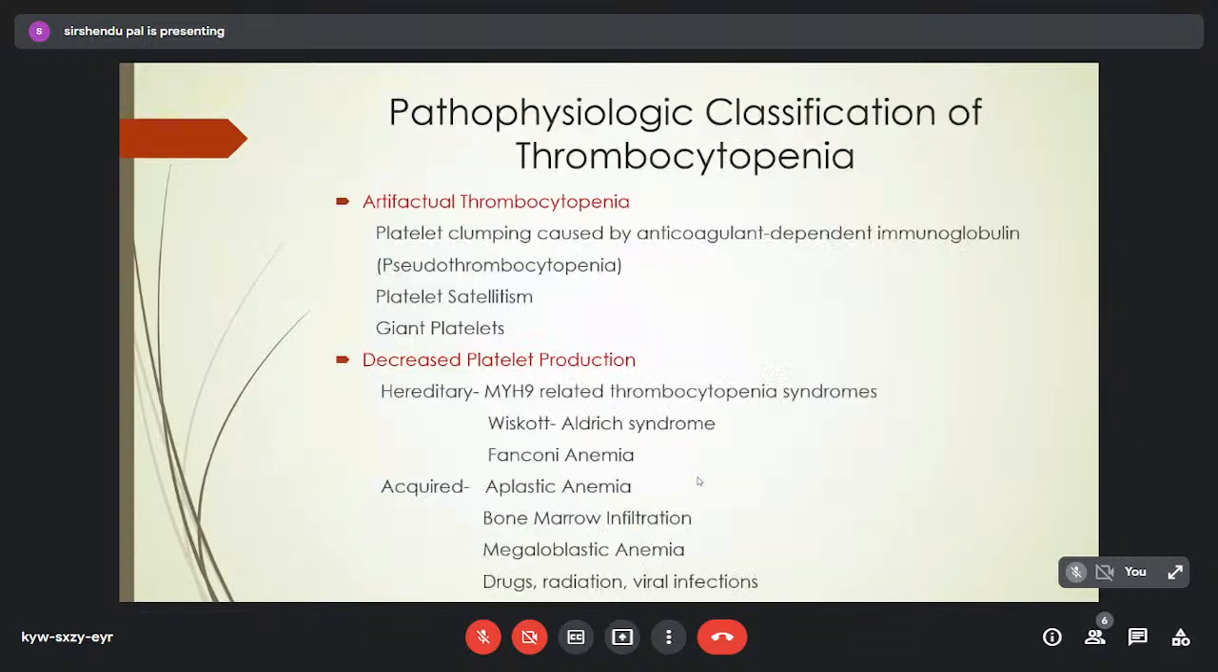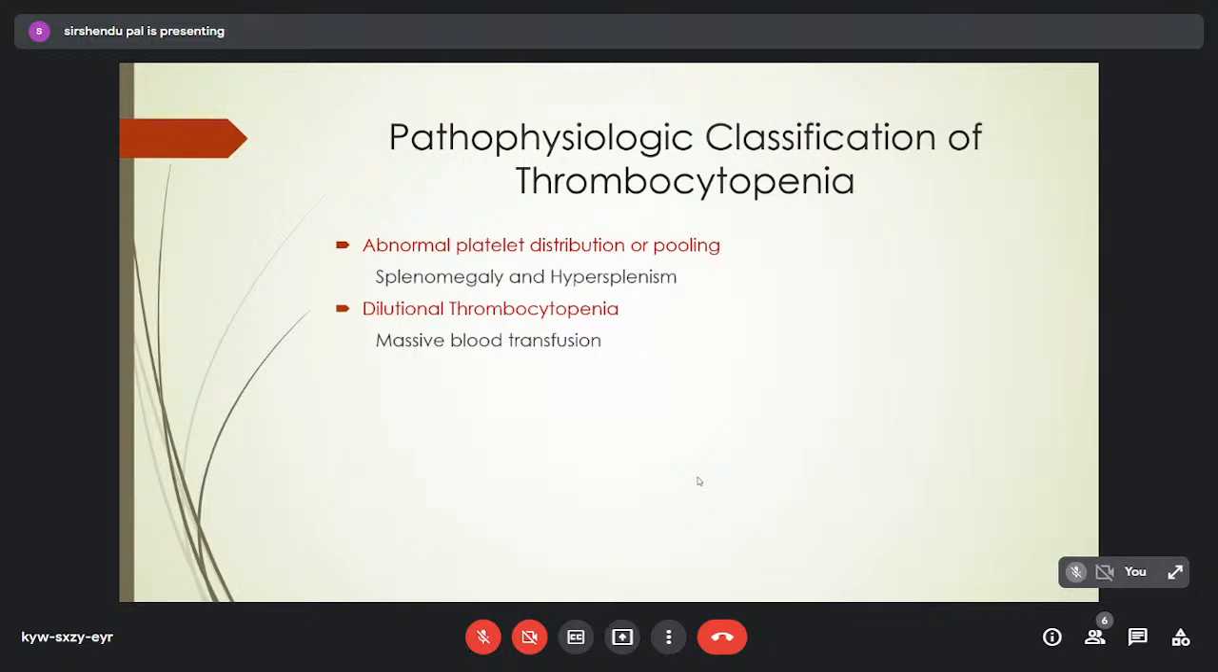So, artifactual thrombocytopenia may be due to platelet clumping, which is caused by anticoagulant-dependent immunoglobulins, known as pseudothrombocytopenia, which is most commonly seen after EDTA, platelet satellitism, giant platelets. Decreased platelet production may again be due to hereditary causes or due to acquired causes. There are many hereditary causes, and today I will not be focusing on the hereditary causes. Splenomegaly and hypersplenism may lead to distributional thrombocytopenia, and dilutional thrombocytopenia occurs after massive blood transfusion.